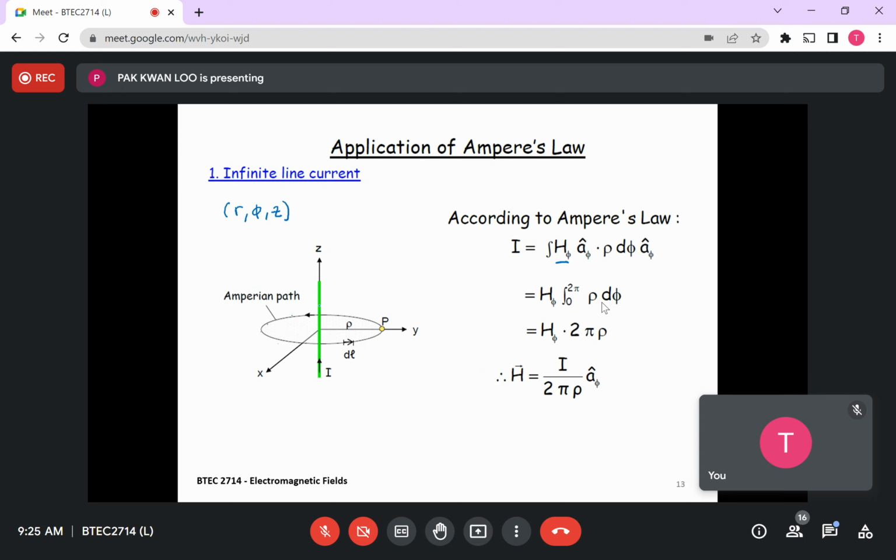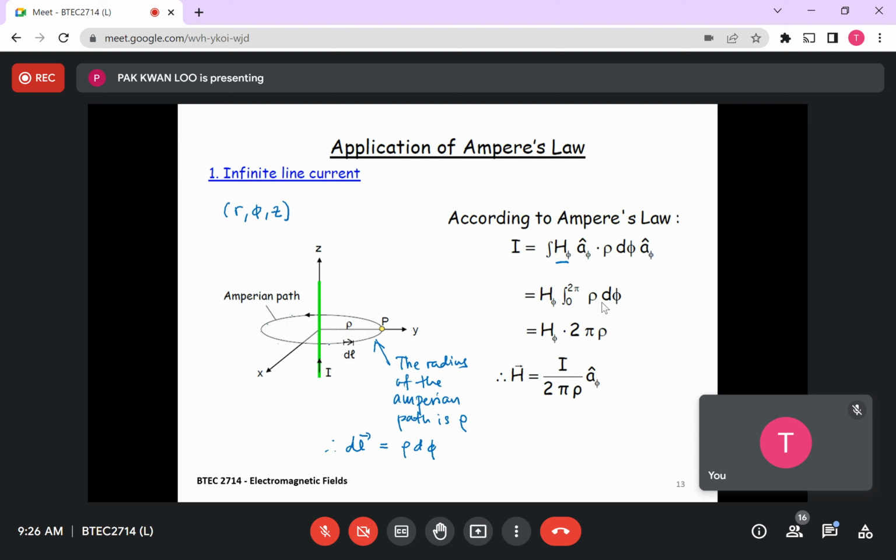So if it's phi, then what is dl here? If the radius of the Amperian path is fixed as rho, then dl, which is an infinitesimal length, an infinitesimal arc on the path, is rho d phi.